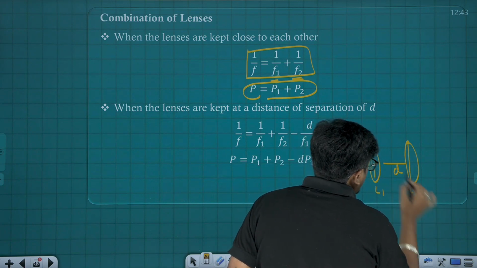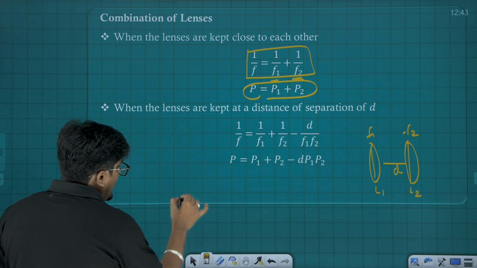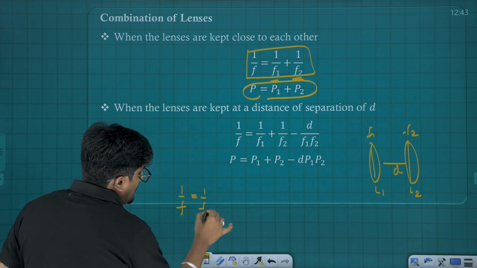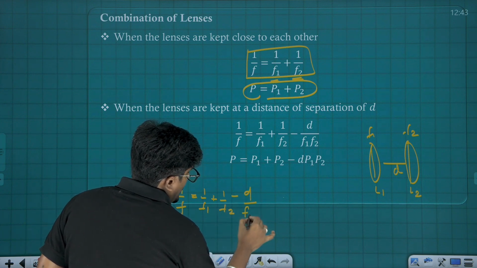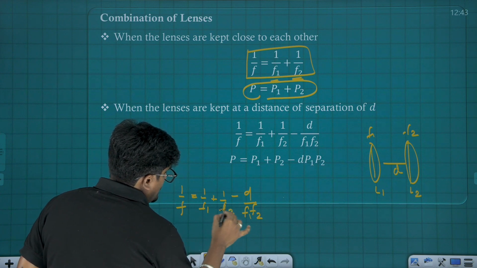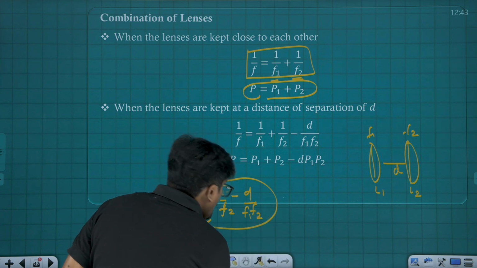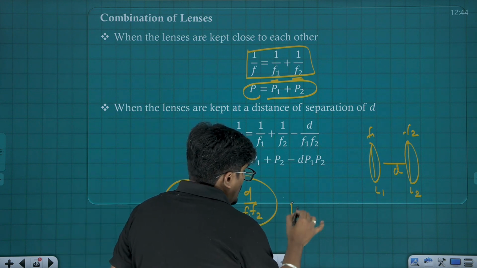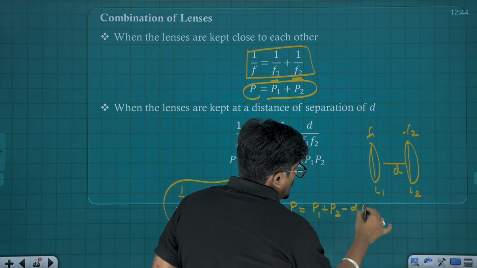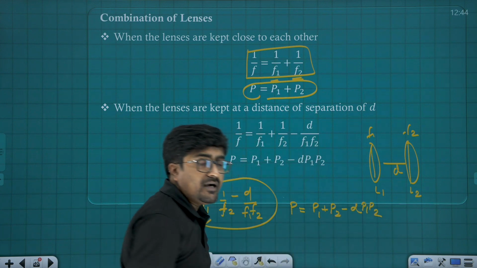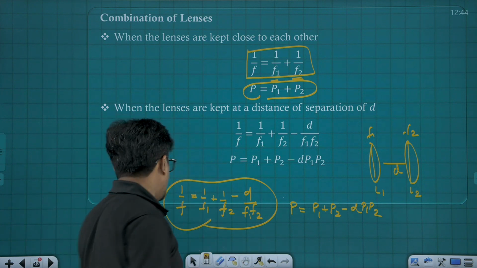Now, if these lenses are kept at a distance of separation of say small letter d, lens L1, lens L2, focal length f1, focal length f2. If this is the case, then 1 by f is going to be 1 by f1 plus 1 by f2 minus d into f1 f2, if d is the distance of separation. So since this is the relation for focal length, power can be connected as what? P equal to P1 plus P2 minus d into P1 P2, where P1 as well as P2 are the power of lens 1 as well as lens 2 respectively.